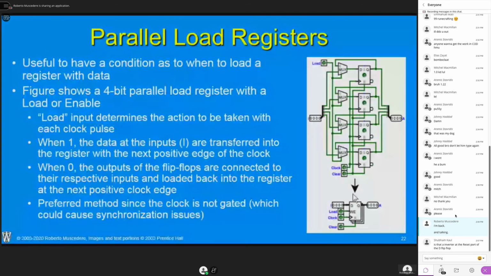This is a lot easier to interpret than this, for example. Although they're functionally equivalent, one is just easier to interpret. So again, we'll likely be using a lot of registers in our designs.